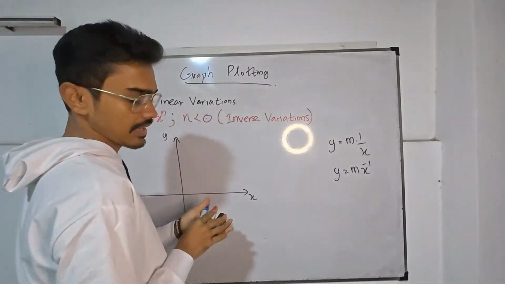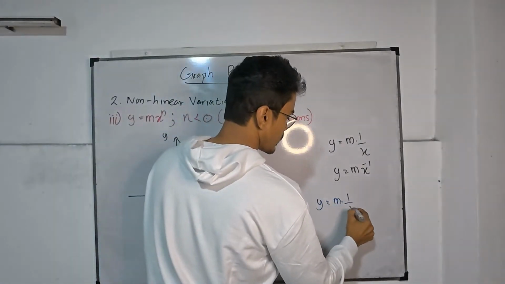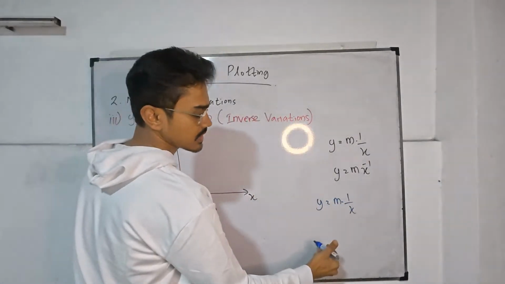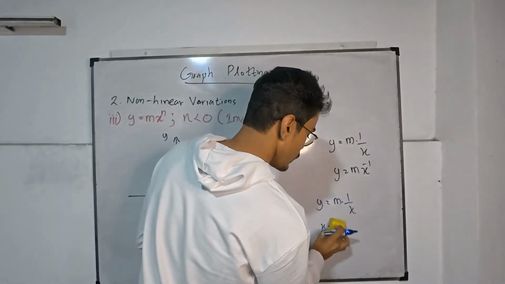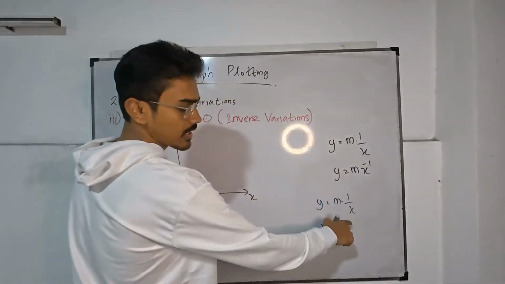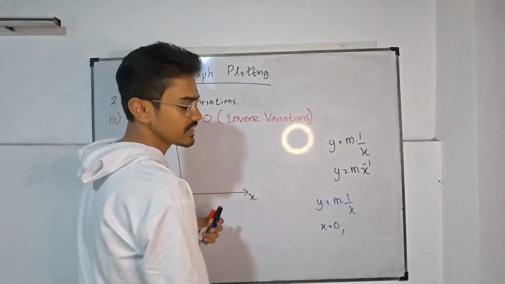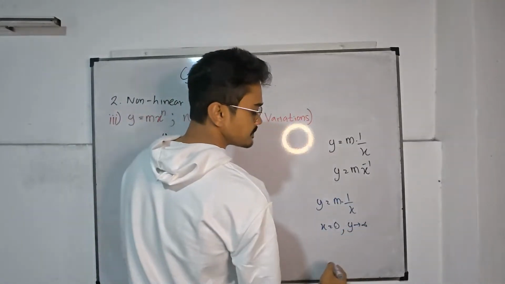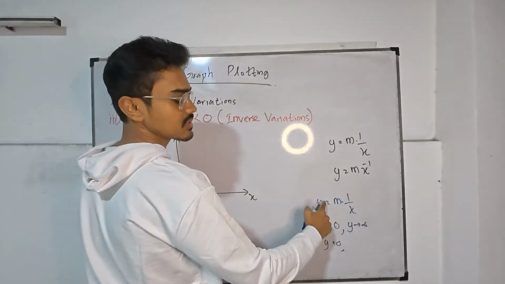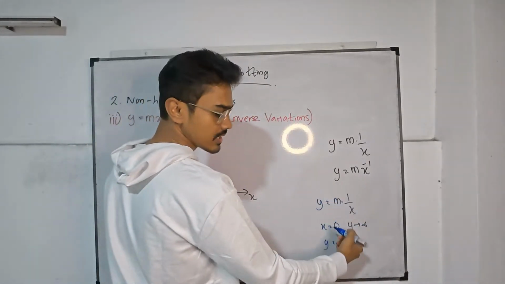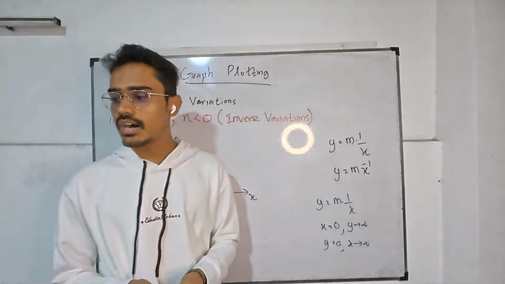Now, if I quickly explain what's happening here, look at the board. Y equals m 1 over x. When x becomes 0, y goes to infinity. 1 over 0 is infinity. Anything over 0 is infinity. So therefore, y goes to infinity. And when y equals 0, x is 1 over infinity, so x goes to infinity. So therefore, these curves are infinite curves.